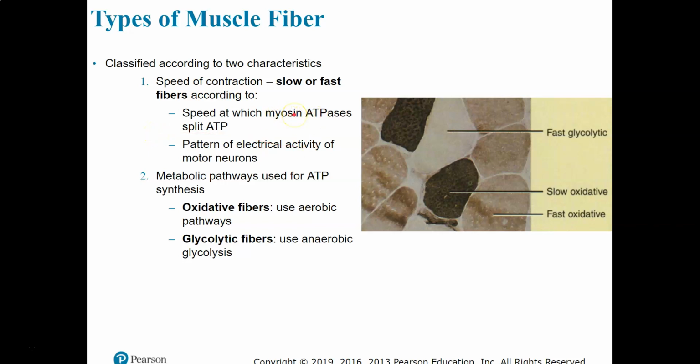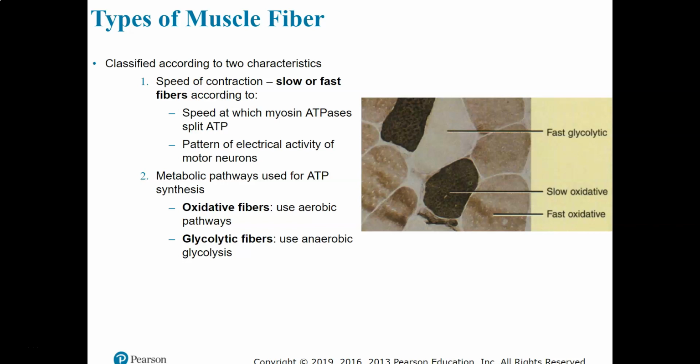and this is determined by the speed at which the myosin ATPases split ATP. So what's meant by that is remember that the head groups are going to break down ATP in order to power the cross-bridge cycling. And different types of myosin ATPases are going to break down that ATP at different rates. There's also a difference between the pattern of electrical activity between different types of motor neurons that affects the speed at which the muscle fibers respond and contract.